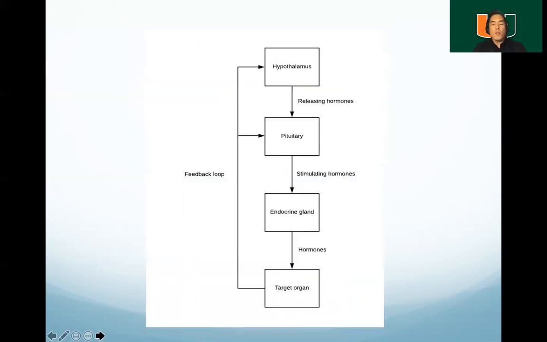Now, let's go back to the principles of endocrinology that I mentioned in the first lecture. The pituitary gland is the master of the glands, and it is controlled by the hypothalamus. Hypothalamus releasing hormone stimulates the pituitary gland to release a stimulating hormone that stimulates an endocrine gland. The endocrine gland produces hormones, which bind to the target organ receptor and complete the feedback loop, right?